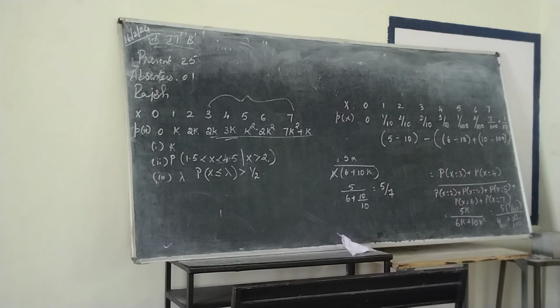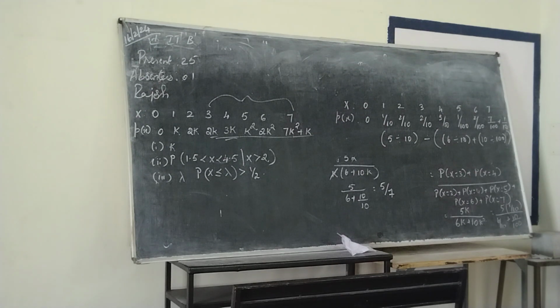Should I continue with the third one? We have completed; the answer is 5 by 7. Third one, what do you have to find? Find the value of lambda such that probability of capital X less than or equal to lambda is greater than 1 by 2. Before finding lambda, understand what is given. What is the notation given? Probability of capital X less than or equal to lambda.